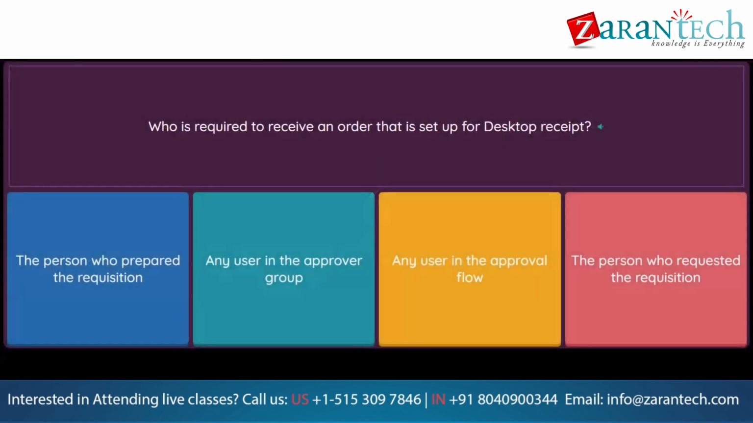Question: who is required to receive an order that is set up for desktop receipt? Option 1: the person who prepared the requisition. Option 2: any user in the approver group. Option 3: any user in the approval flow. Option 4: the person who requested the requisition.